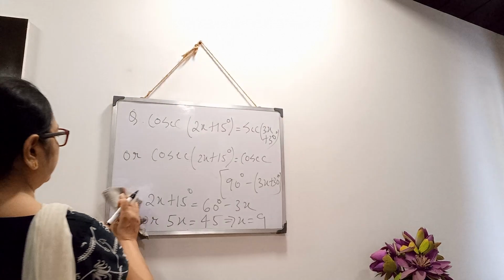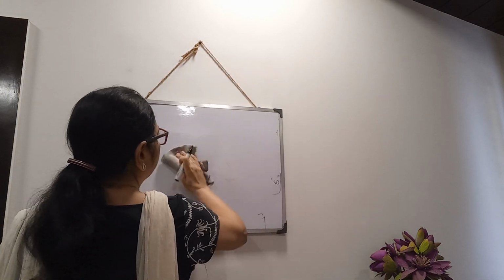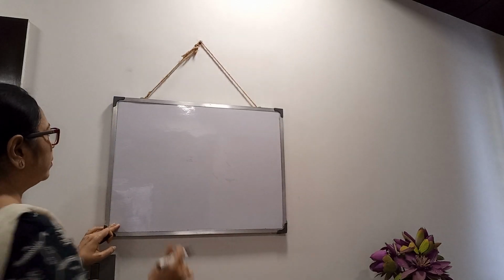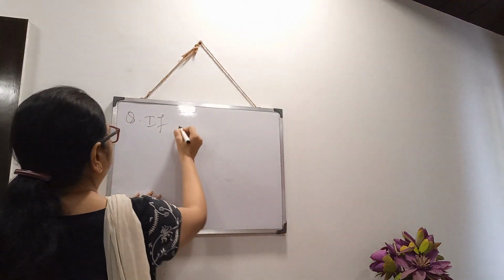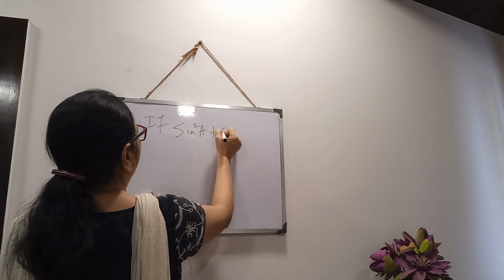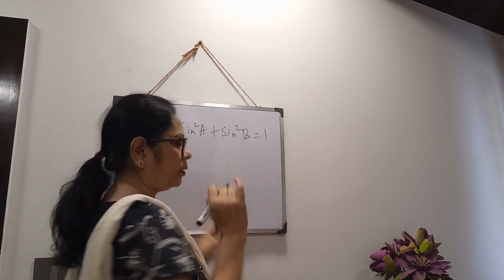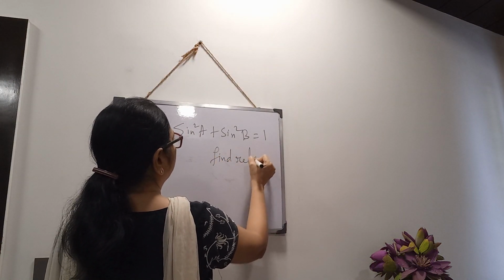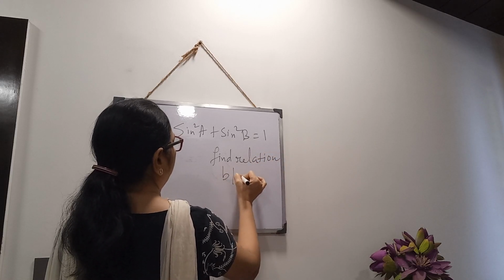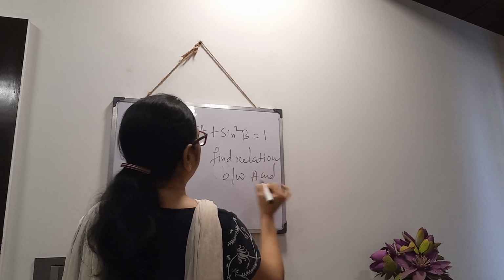Now if the sum is of this type: if sin square A plus sin square B equals 1, then find the relation between A and B. Clear?